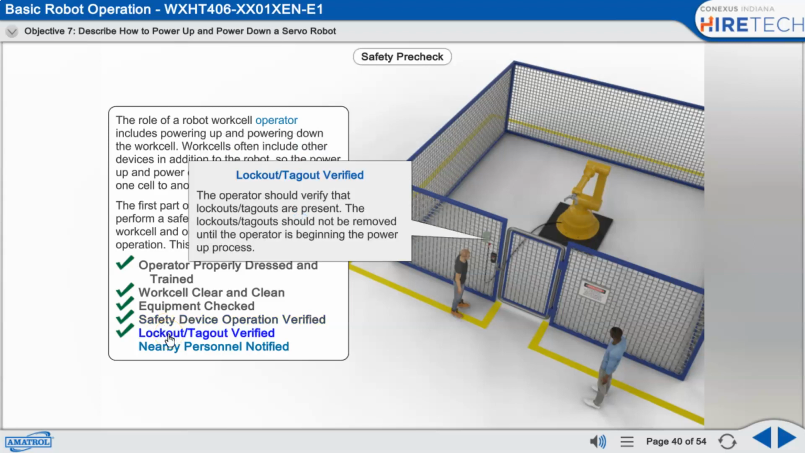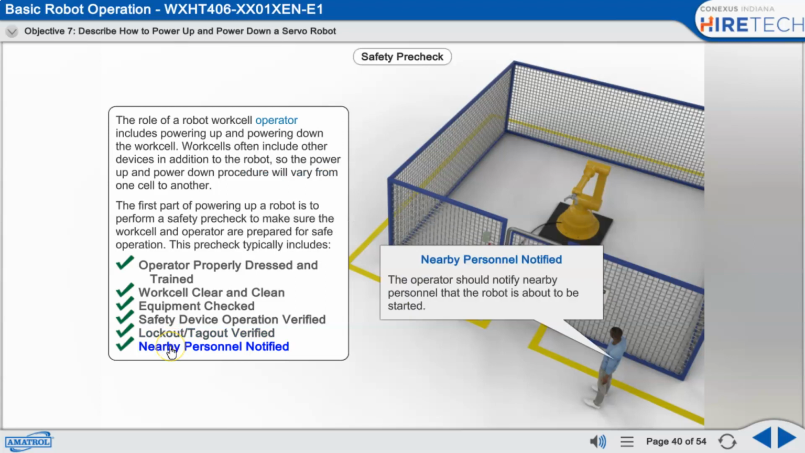The operator should verify that lockouts-tagouts are present. The lockouts-tagouts should not be removed until the operator is beginning the power-up process. The operator should notify nearby personnel that the robot is about to be started.